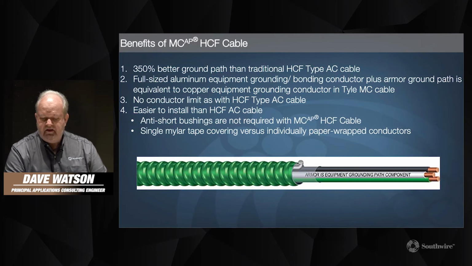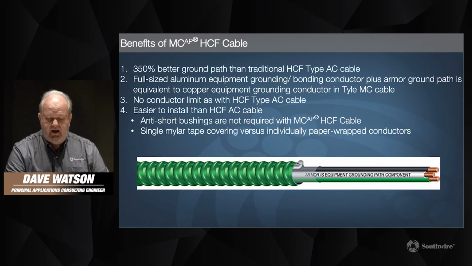So what are the benefits of the MCAP HCF? Well, like we've just said, much better ground path. You have a full-size equipment grounding conductor, and so the combination of that plus the armor is going to be equivalent or actually better than the copper equipment grounding conductor that's used in regular style MC cable.